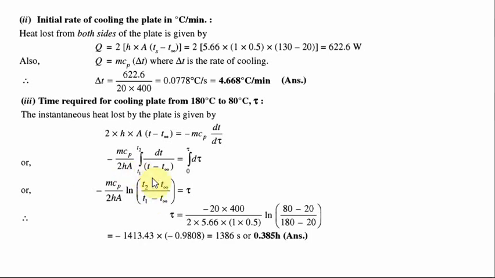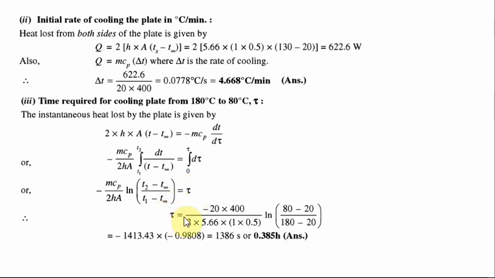The differential form of this one will be 1 only. So what will remain? ln (T minus T infinity). Upon applying limits T1 and T2, it will be ln of (T2 minus T infinity) by (T1 minus T infinity). Here it will be T minus T0, 0, so it will be tau only, the time. So this is the term we need to calculate.